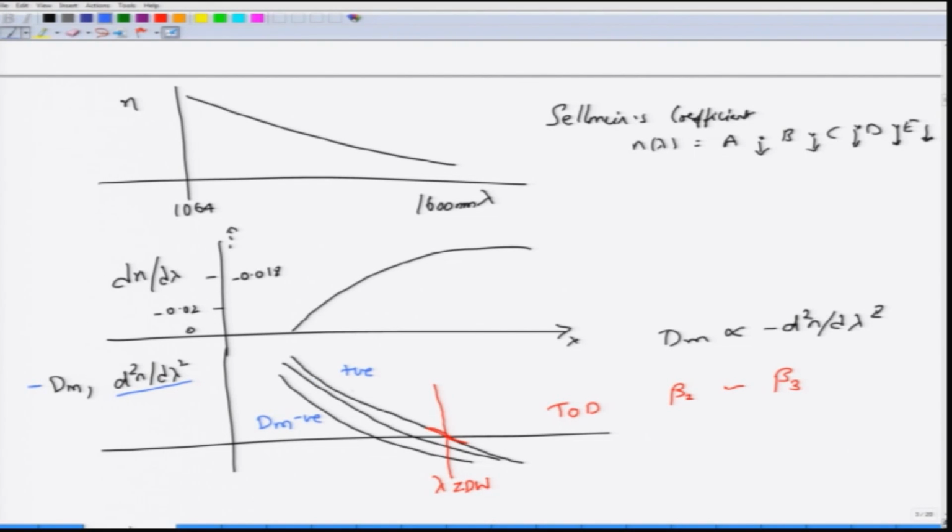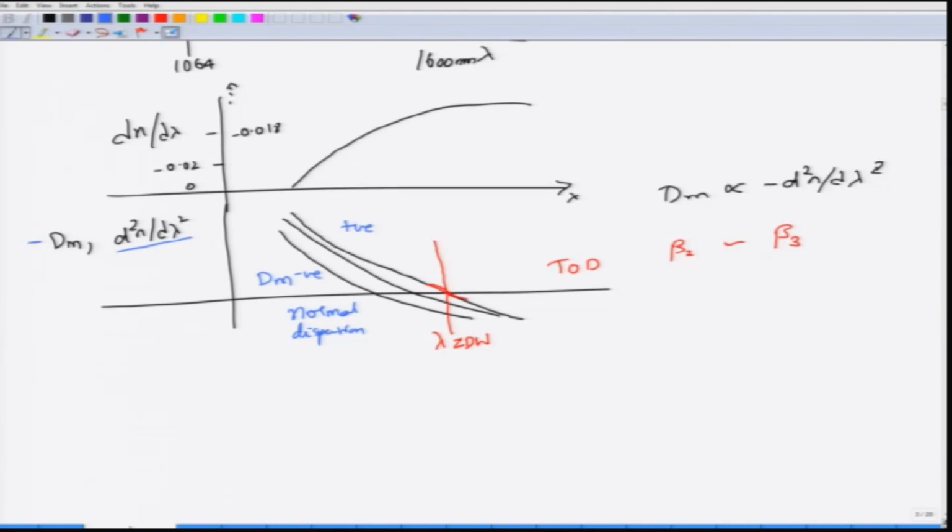And this is what is called the normal dispersion regime. In the normal dispersion regime, the characteristic is that the longer wavelength actually arrives at a shorter time. So the longer the wavelength that is contained, the shorter will be the arrival time.